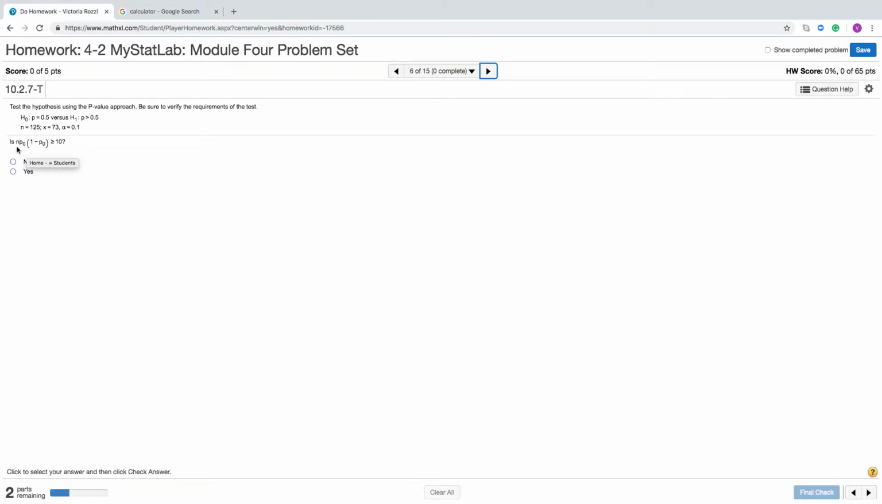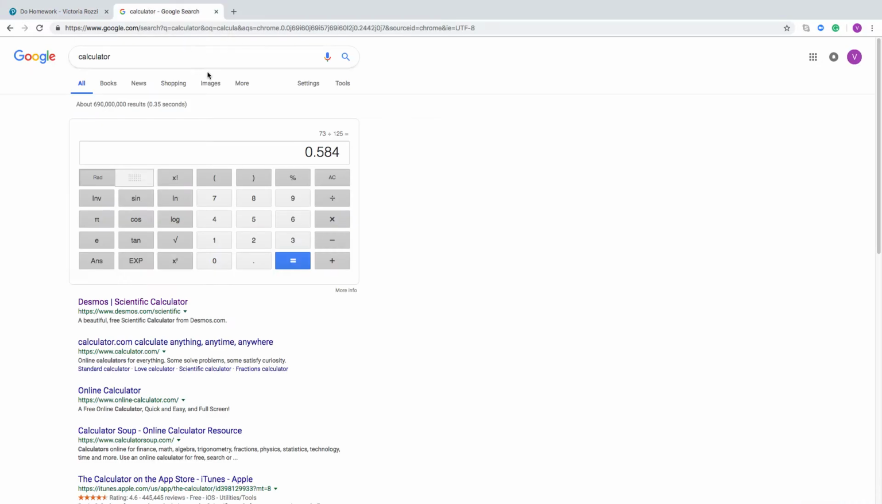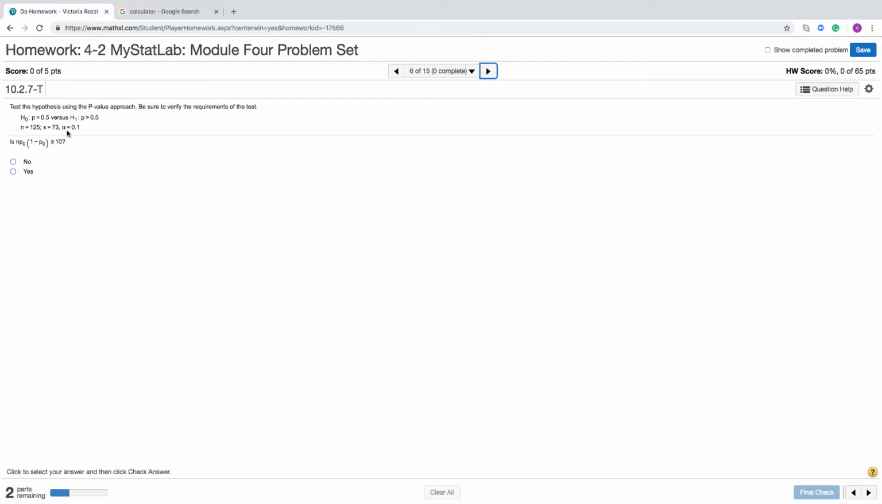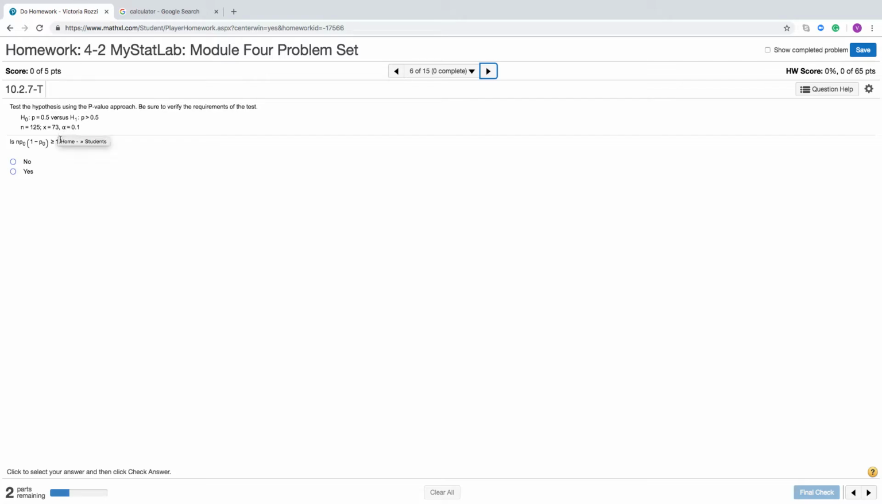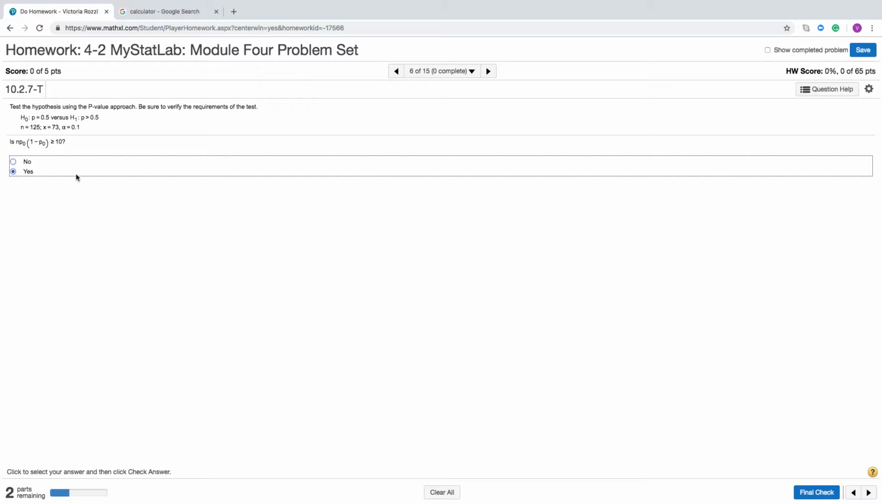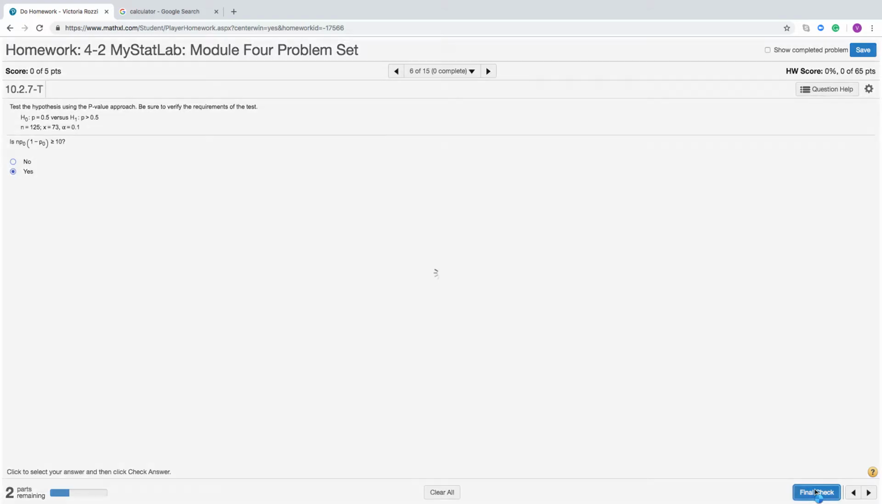I'm multiplying that by n, which is 125. So times 125. And then I'm also multiplying that by 1 minus p naught. You can actually use parentheses here. So I'll do 1 minus 0.584, and I'm getting 30.368. Is that greater than or equal to 10? It is, so I say yes, and I can click there.